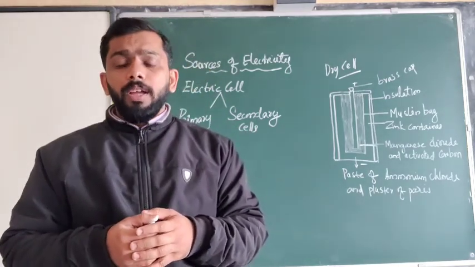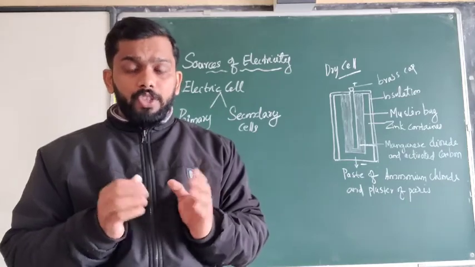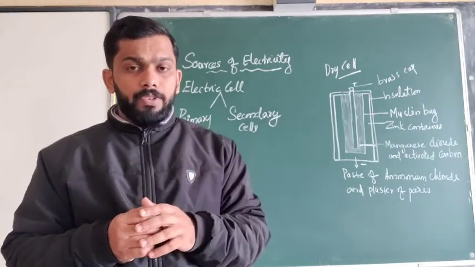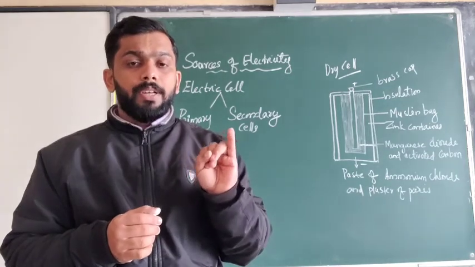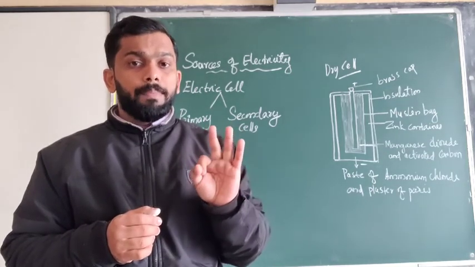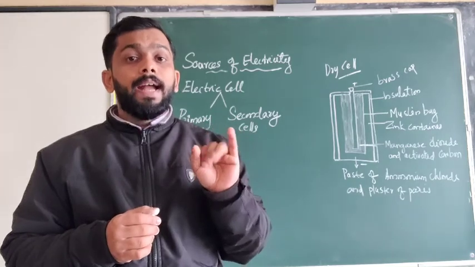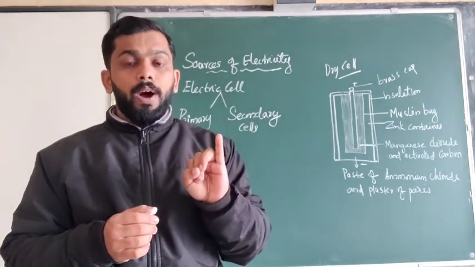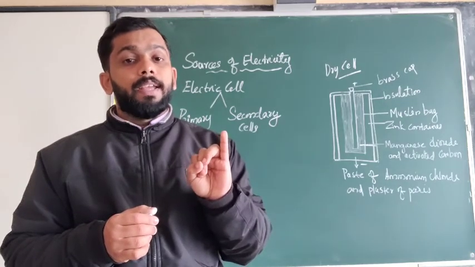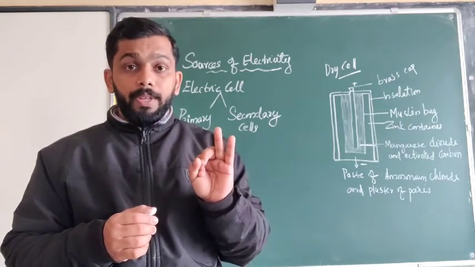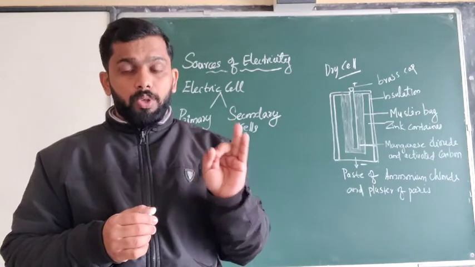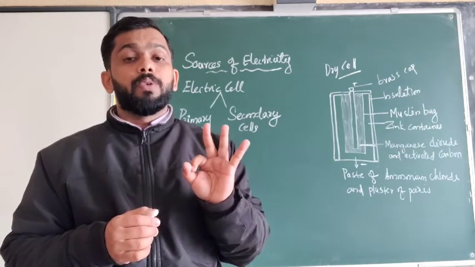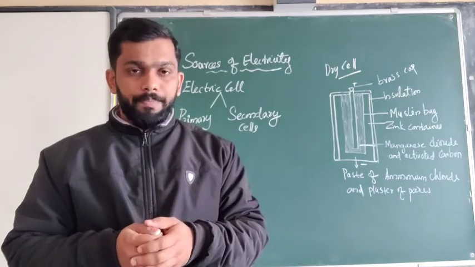Now, regarding the electrical power stations, mainly there are 3 types: hydroelectric power station, thermal power station, and nuclear power station. In hydroelectric power stations we use the stored water to produce electricity, in thermal power stations we use heat energy to convert into electrical energy, and in nuclear power stations we use atomic energy.